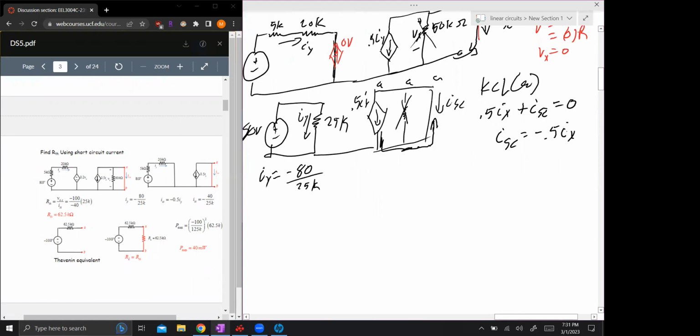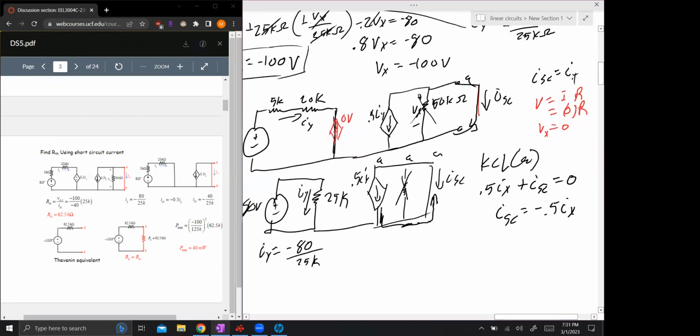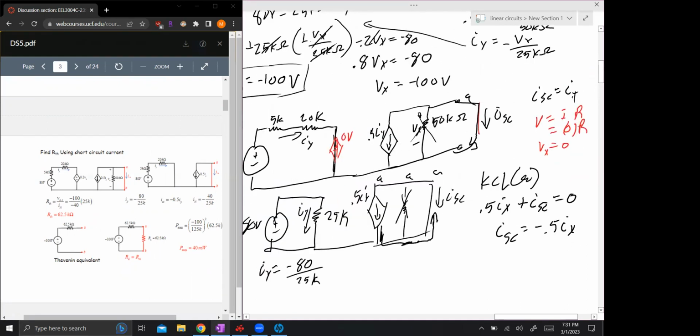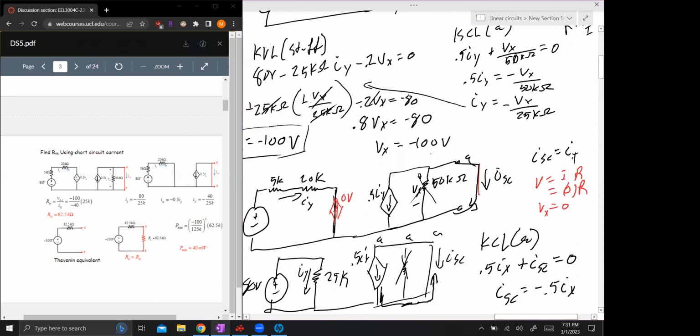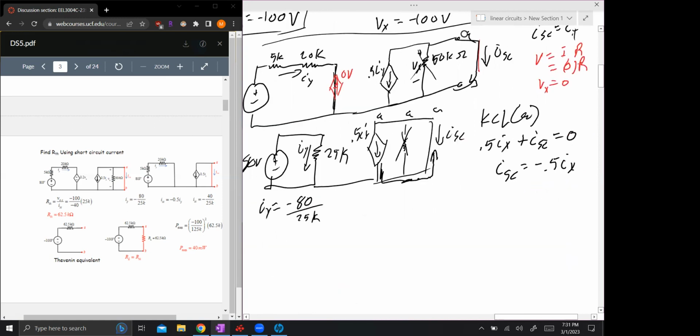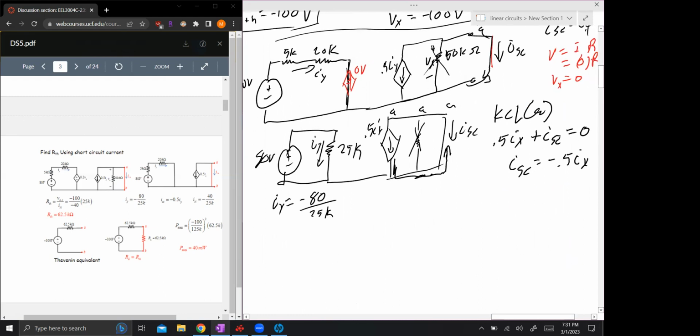We calculated IY in the last equation, which is VX over 25 kilo ohms. But this is different now. Why is it negative then? Oh yeah, I see why it's negative. Never mind, I forgot to put the minus sign. Okay, we're on the right track.